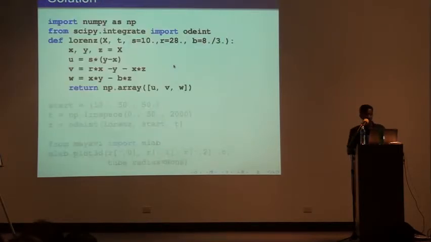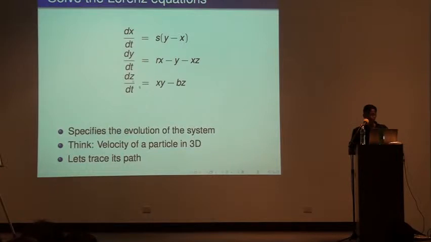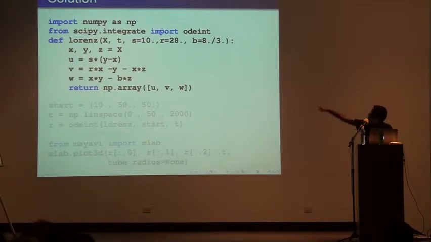Okay? So here's a simple function which returns the right hand side of this differential equation. So this is the right hand side. Okay, is everyone with me? Okay, cool. So all this function is doing is evaluating the right hand side and returning another NumPy array, which is u, v, and w, the right hand side.